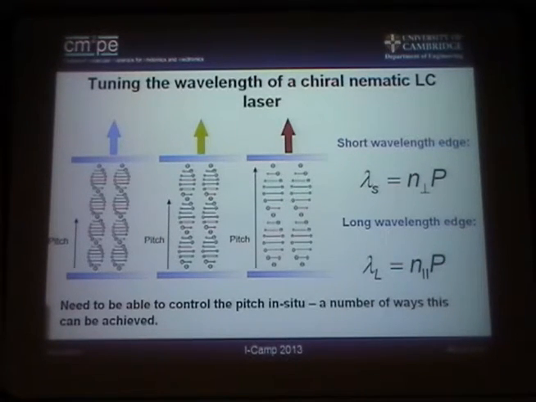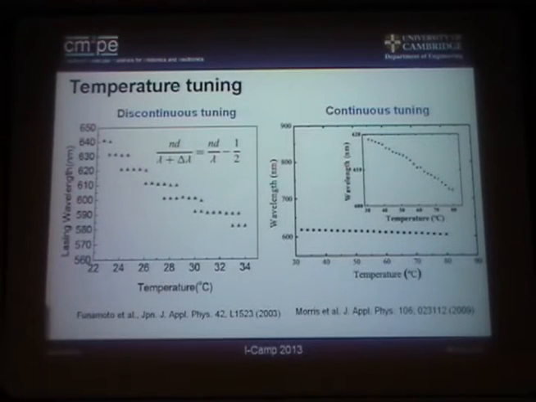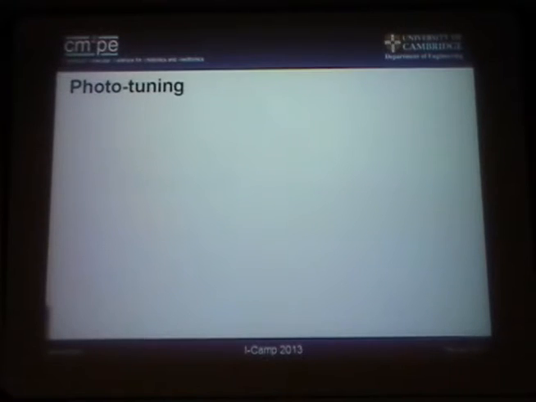And if you change the pitch, you can control the laser wavelengths, and people have looked at doing this spatially, just translating the beam for a pitch gradient cell, similar to what we made, and you can get a shift in the laser color. You can do temperature tuning, and this can either be in the form of discontinuous tuning or continuous tuning, which is something we worked on for the sample.